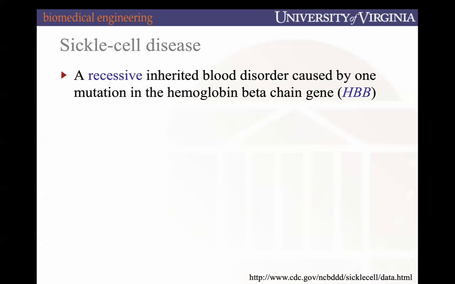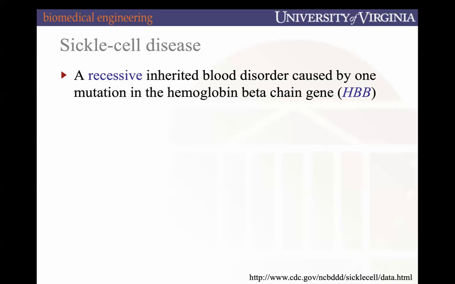And it's caused by one single mutation in the hemoglobin beta chain gene. Whenever a disease is caused by one mutation, that's called a monogenic disease or monogenic disorder. A very small population of diseases are monogenic. Sickle cell disease is one of them. Cystic fibrosis is another. Most diseases are polygenic, meaning that multiple genes are responsible for the disease. So sickle cell disease is monogenic and recessive, and it's been pinpointed down to the beta chain gene of hemoglobin.